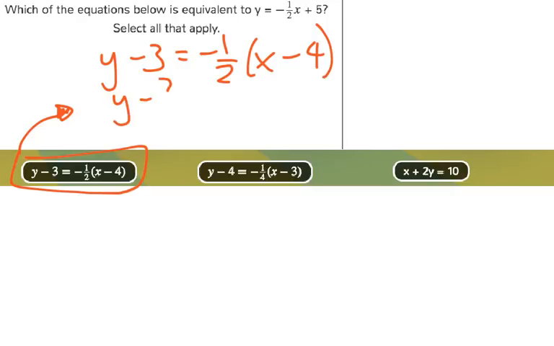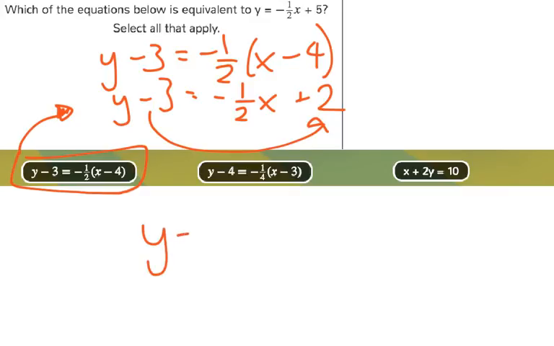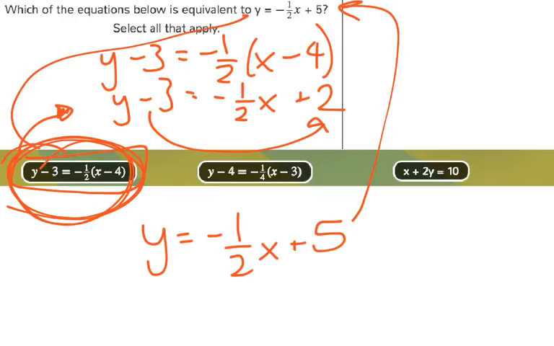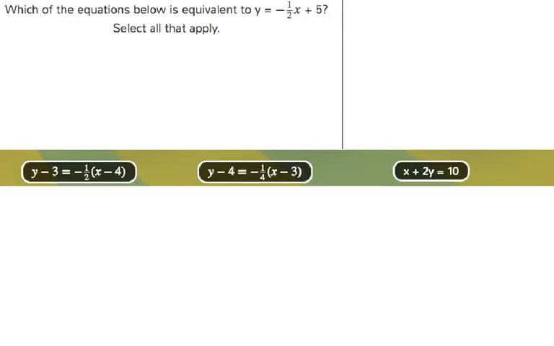Let's simplify the right side first. I got negative 1/2 x. Negative 1/2 times negative 4 is plus 2. And then if I bring my 3 over here, that gives me y equals negative 1/2 x plus 5, which is my original equation. So even though this isn't a slope-intercept form or standard form, it's still equivalent to my original equation. Let's just check this last one out.